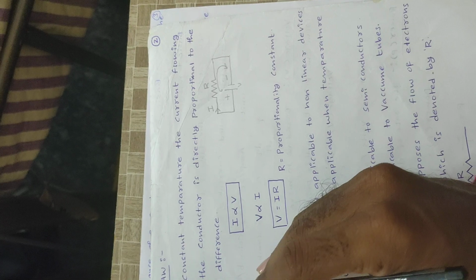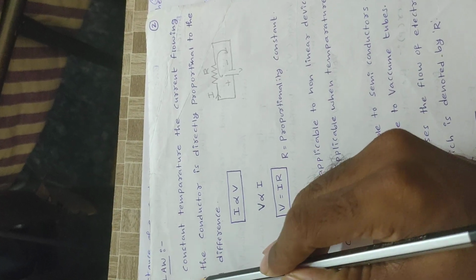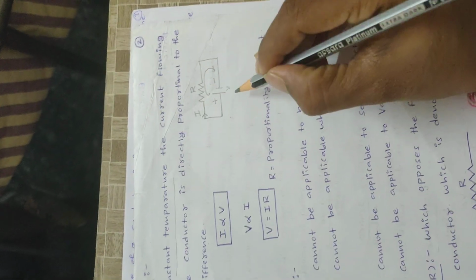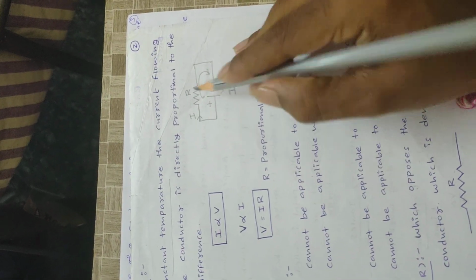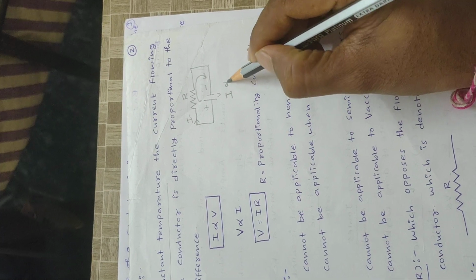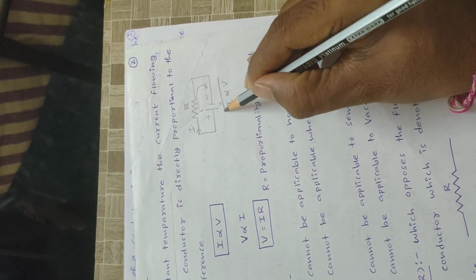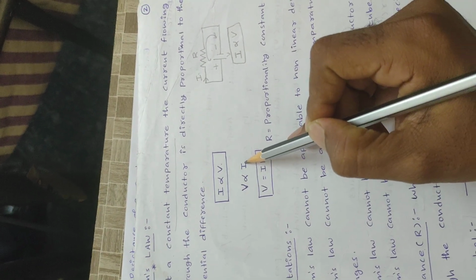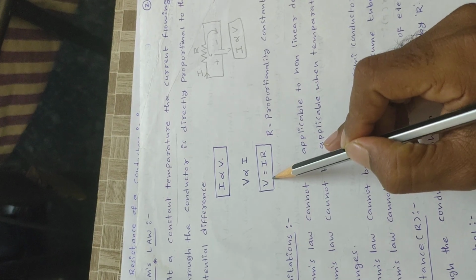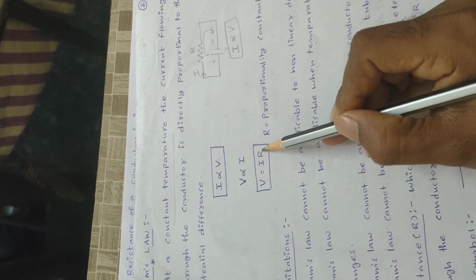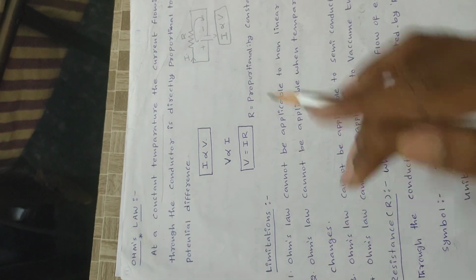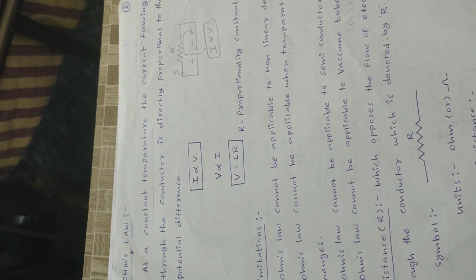Okay, Ohm's law states that at a constant temperature, remember this point is important, the current flowing through the conductor is directly proportional to the potential difference or voltage. From that equation, V is directly proportional to I. If I remove that proportionality constant, V is equal to I into R, where R is the proportionality constant, or R is the resistance or resistor R.